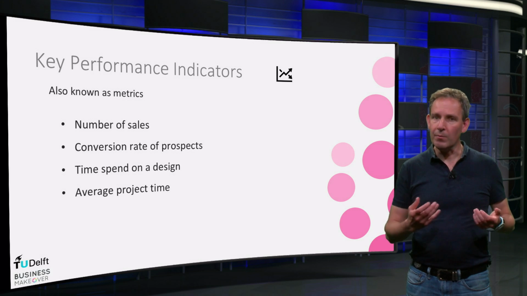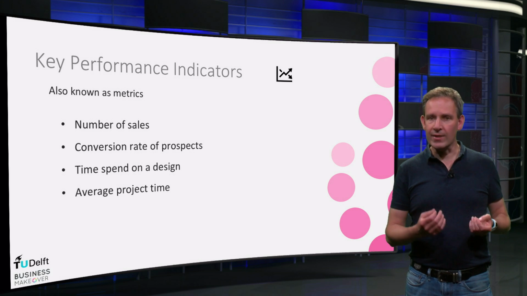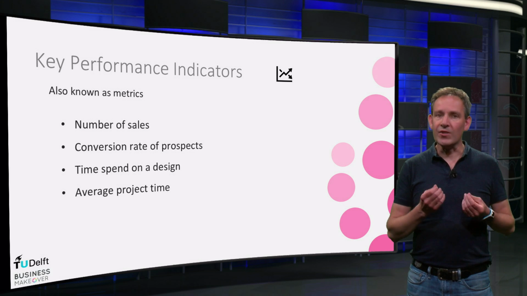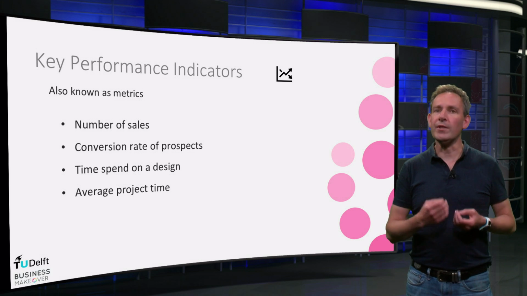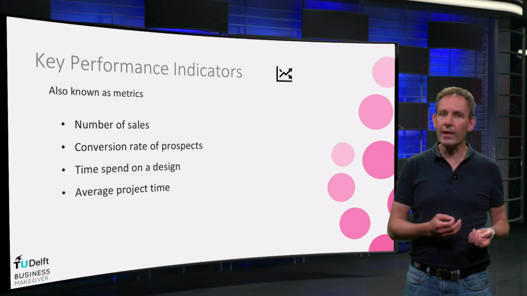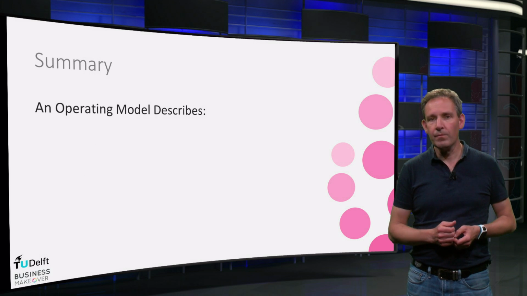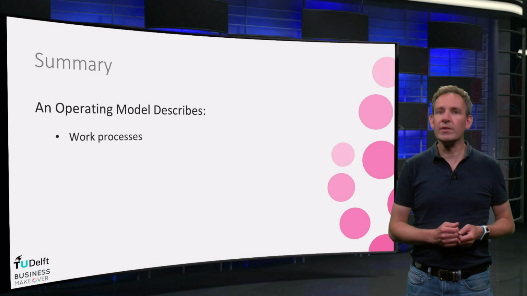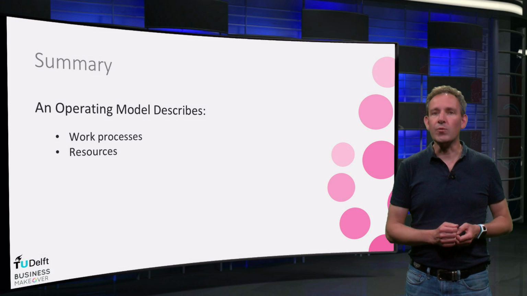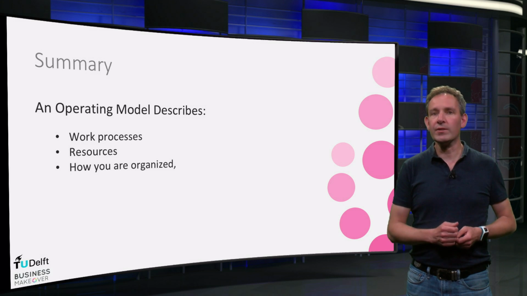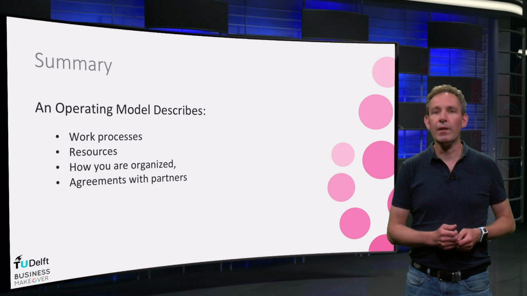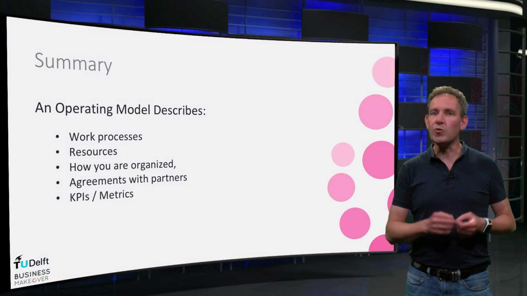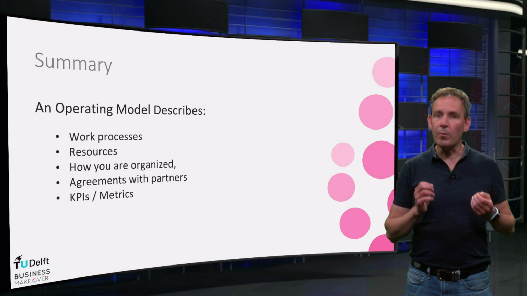With these numbers, metrics, you could determine how many designers and gardeners you need. The metrics help you to quantify the size of your operations and help you to determine the feasibility of your operating and business model. So, in summary, an operating model describes the work processes, the resources that you need, how you are organized, and the agreements you have with others, and especially the metrics to quantify these elements. This will help you to plan your operations and make your business model happen.